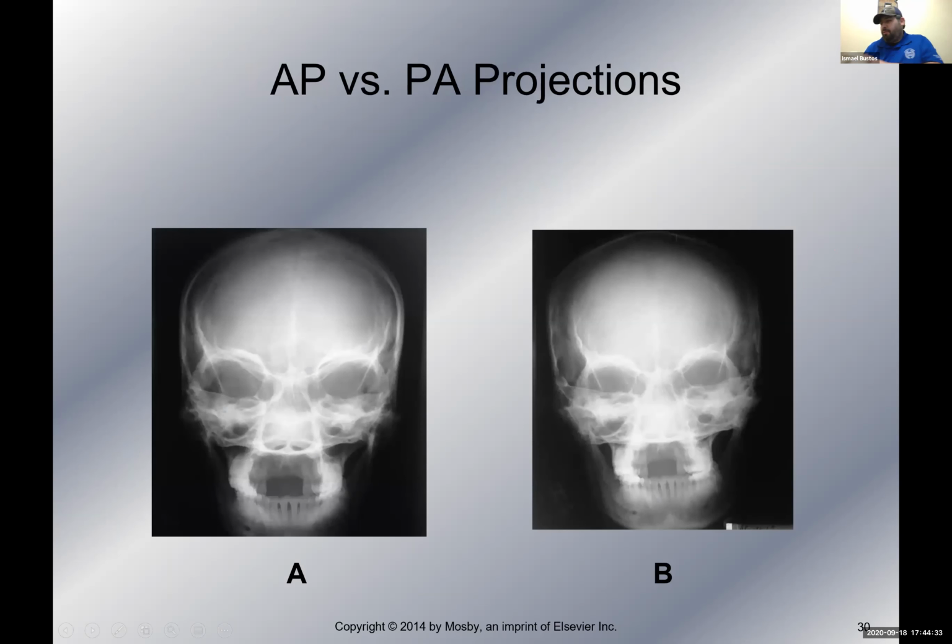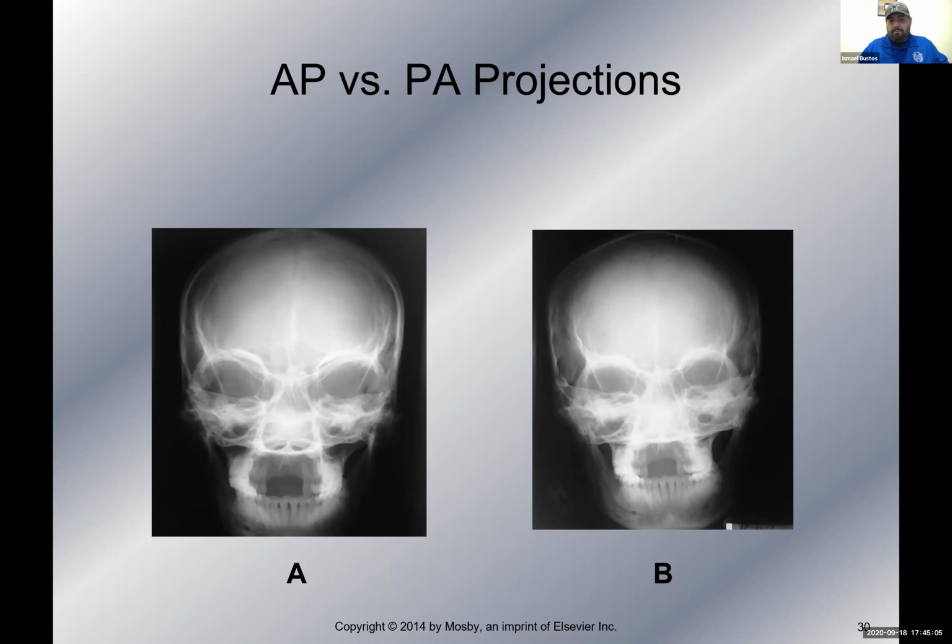A couple things here before we end is the AP versus PA projection. Right now, when you're looking at these two radiographs, they're both 15-degree angles or Caldwell projections, because they're in the lower 1/3. One's AP, one's PA. How can you tell? Well, remember, when we're doing a PA projection, the orbits are close to the image receptor.